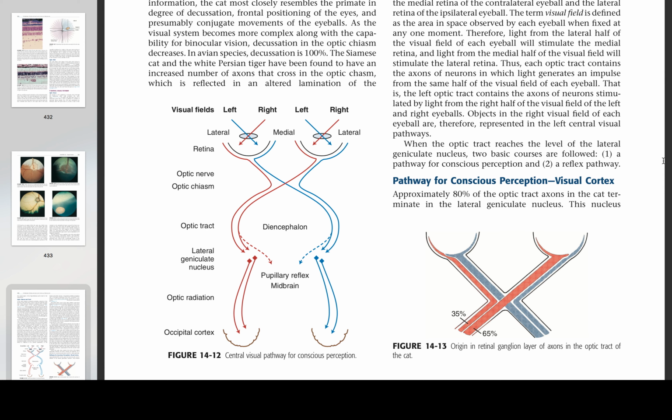The Siamese cat and the white Persian tiger have been found to have an increased number of axons that cross in the optic chiasm, which is reflected in an altered lamination of the lateral geniculate nucleus. Congenital pendular nystagmus and a convergent strabismus have been considered to be related to this altered visual system architecture in these species. This feature was described in Chapter 12.